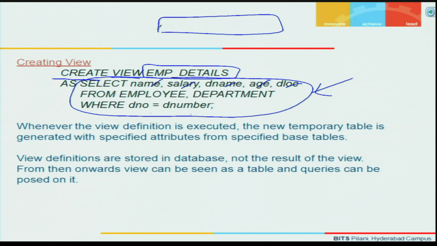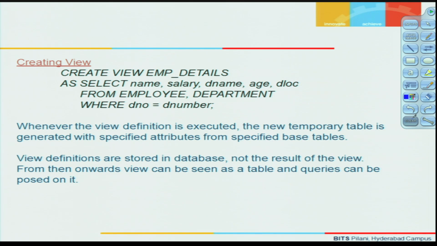Whenever the view definition is executed, a new temporary table is generated on the fly with specified attributes from specified base tables or base relations. View definitions are stored in the database, not the result of the view. The result of the view will be temporarily available in the database. Once the query on the view is over, the result of the view is gone. That's why they are called virtual tables. Once you store the definition of the view, from then onwards a view can be seen as a table, and queries can be posed on it as if you are working with a normal relation or table. Let us have a look at one example to have a better understanding of this concept of views.